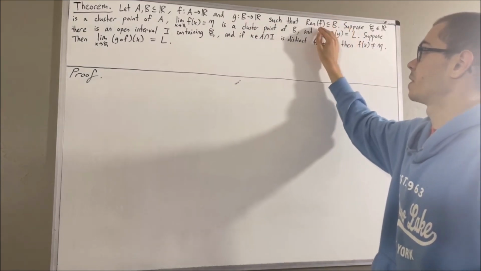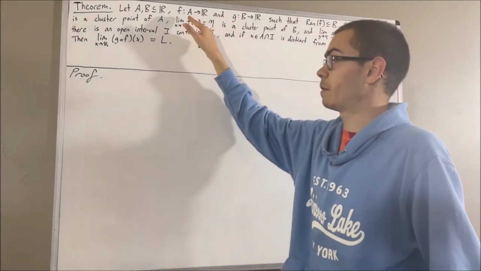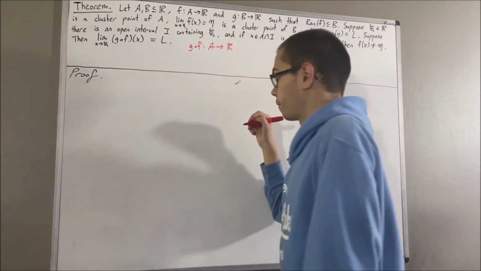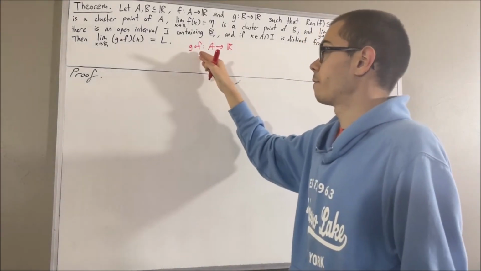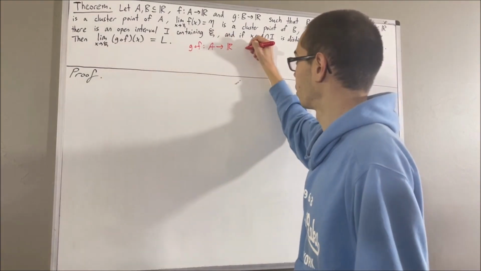Now, because the range of f is a subset of B, this tells us that g compose f is going to be a function from A to the real numbers. And if we recall, g compose f is defined by (g compose f)(x) equals g of f of x.